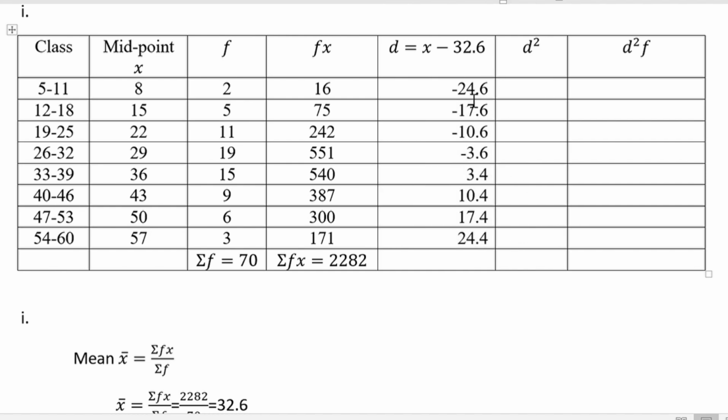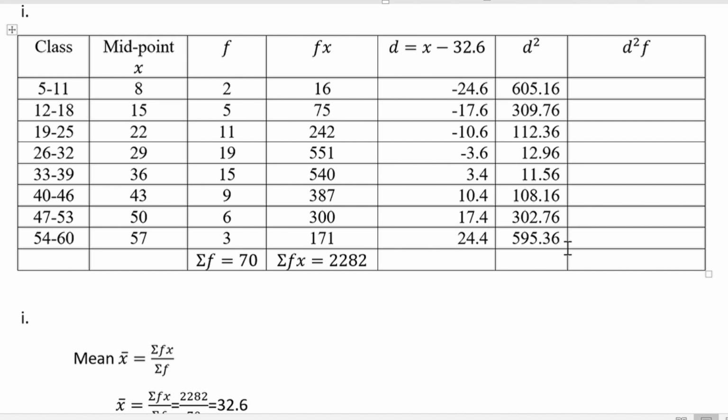Now, having found D, the next column requires us to get D squared. That means we take the values we have calculated in this D column and keep squaring them. The first one will be found by taking negative 24.6 squared, which gives you 605.16. Negative 17.6 squared gives you 309.76. Negative 10.6 squared gives you 112.36, and the rest will be found in that similar manner. This is 24.4 squared, giving you 595.36.